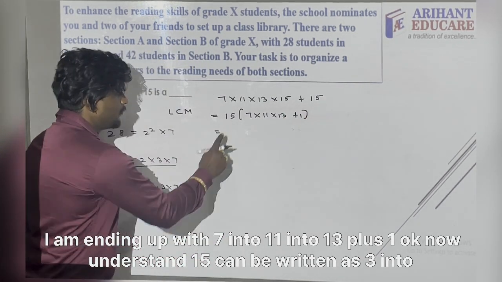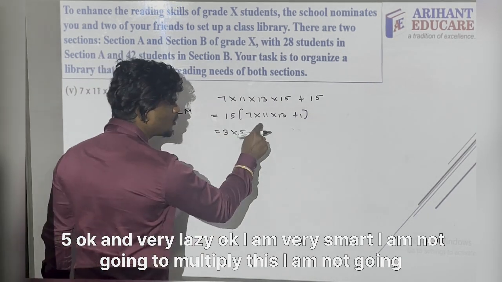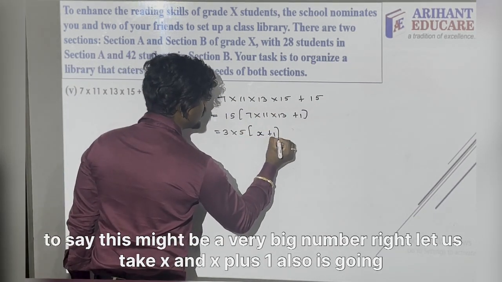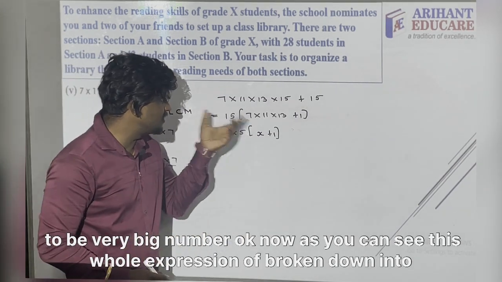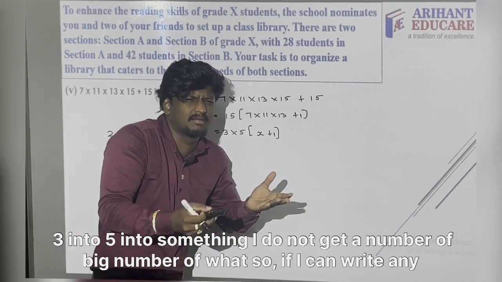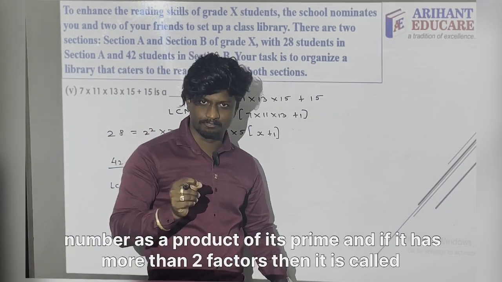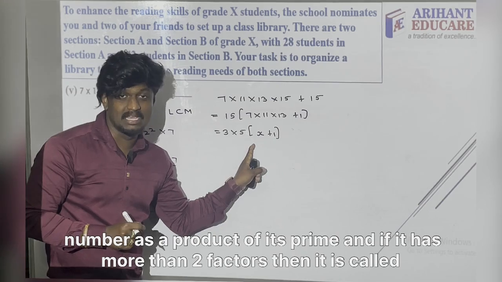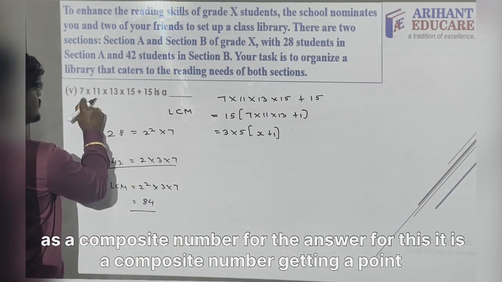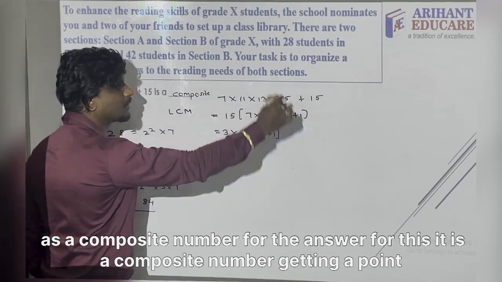Okay, now understand. 15 can be written as 3 into 5. I'm very lazy, but I'm very smart. I'm not going to multiply this. This might be a very big number, right? Let us take it as x, and x plus 1 also is going to be a very big number. Now, as you can see, this whole expression I've broken down into 3 into 5 into something. I don't care if it's a big number or what. So, if I can write any number as a product of its primes, and if it has more than 2 factors, then it is called a composite number. So the answer for this is a composite number. Getting the point?